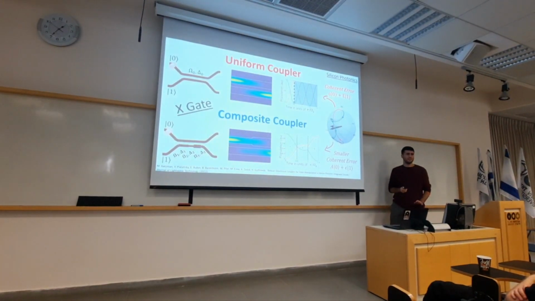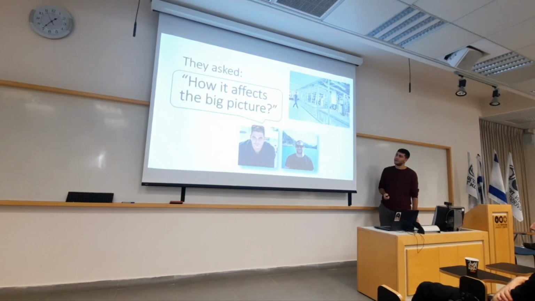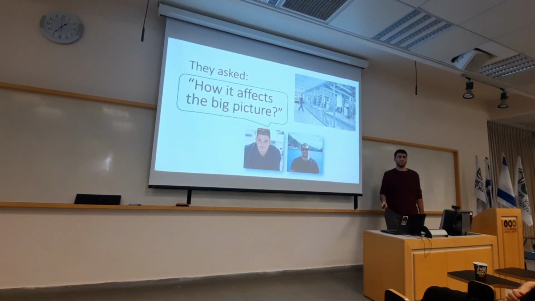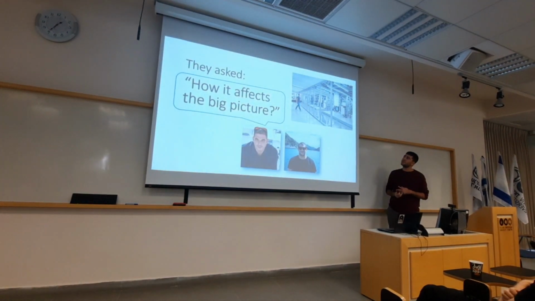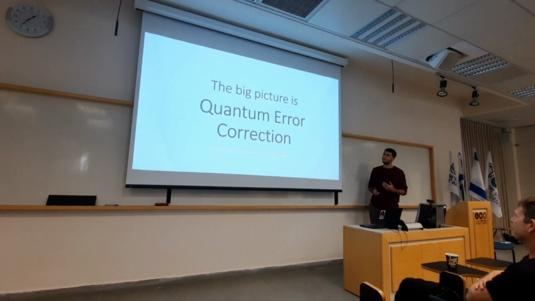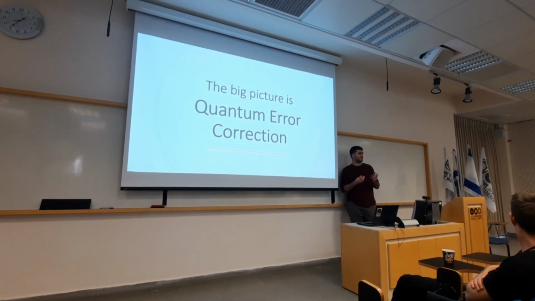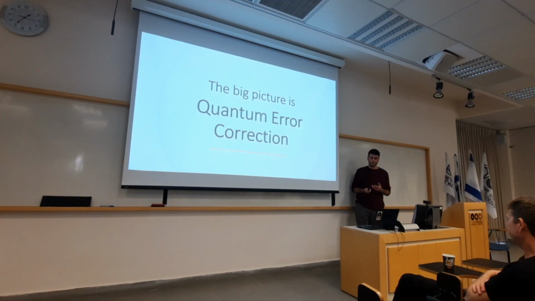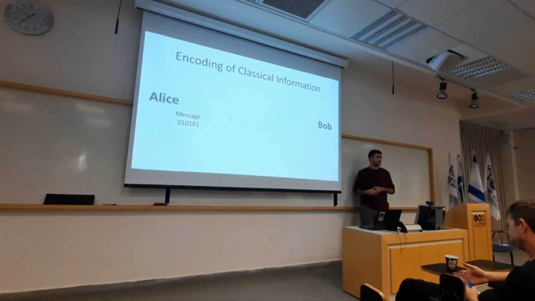So this was the invention. Credit's not for me, because my mission was, they asked me how it affects the big picture. So I improved just one qubit, one gate, and the question was how that improved the big picture. And if you remember again, the big picture is quantum error correction. Because as we say, the big picture is that we replace every qubit with thousands of physical qubits, and we want to understand together the concepts of error correction.